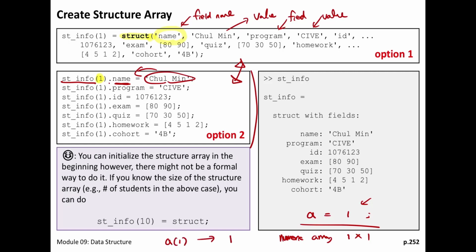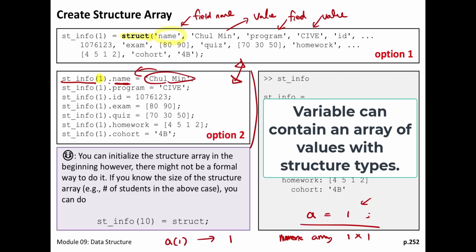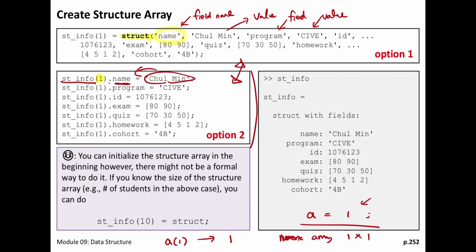This is a similar structure. The structure variable type can also be an array. This means a variable can contain an array of structure variables. If you don't understand this structure, you can consider each element as a name card. So st_info is the structure array, and the first one is Chalmin's name card. So name is Chalmin, program is like that.